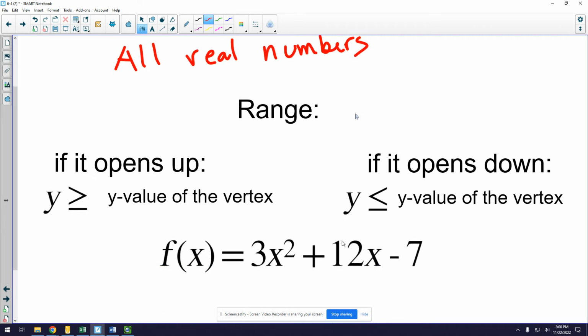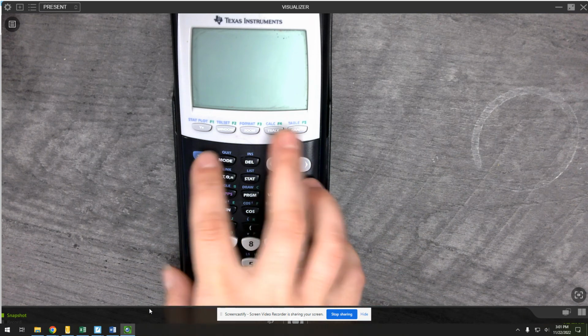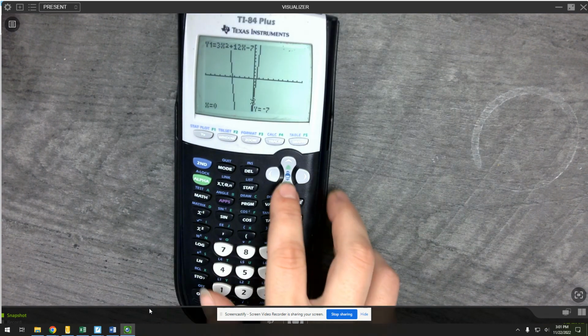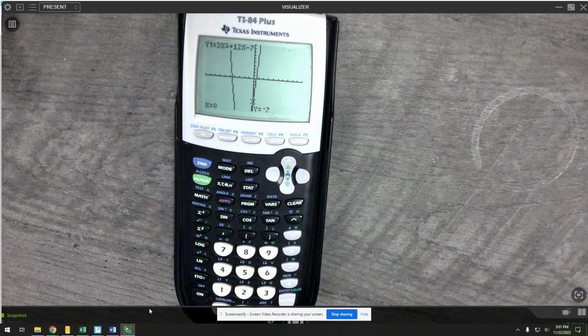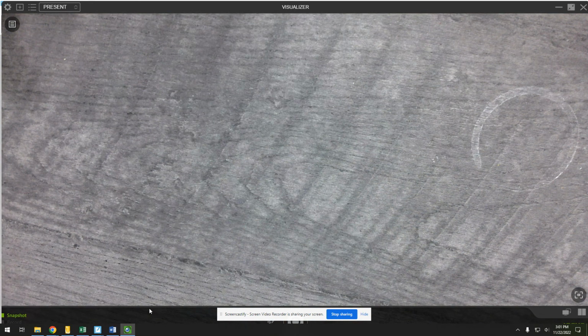Now let's talk about your range. Your range is not all real numbers, because if I come back to my graph here, not every number is going to have a y value. Let me show you why not.